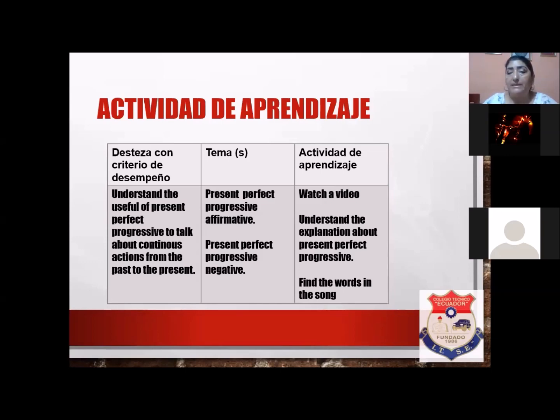What are the topics? In Spanish, los temas. The topic number one for today is the present perfect progressive in affirmative form and in negative form, okay? And the activities that we are going to do today are, first, understand the explanation of the present perfect progressive.